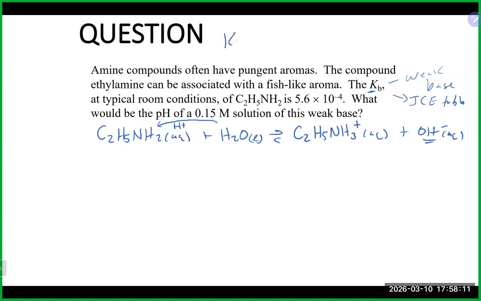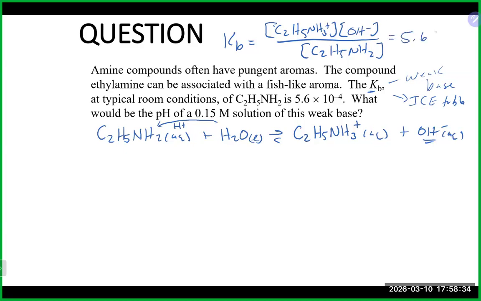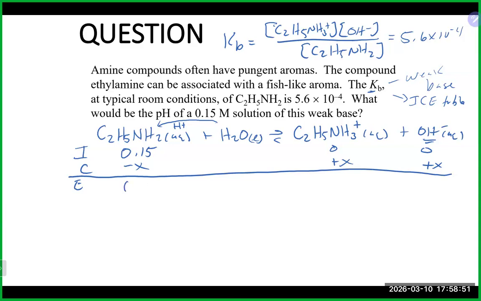That's going to give us a Kb expression of our products over our reactants. So we'll do C2H5NH3 plus times OH minus divided by our C2H5NH2. Once again, here water not included as it is a liquid, so we don't include it. That's going to equal our 5.6 times 10 to the minus 4. We're going to do a little ice table action here. So we can go 0.15, a 0, and a 0. Change going to be minus x, plus x, plus x. Once again here, I'm ignoring obviously water since it's not involved.